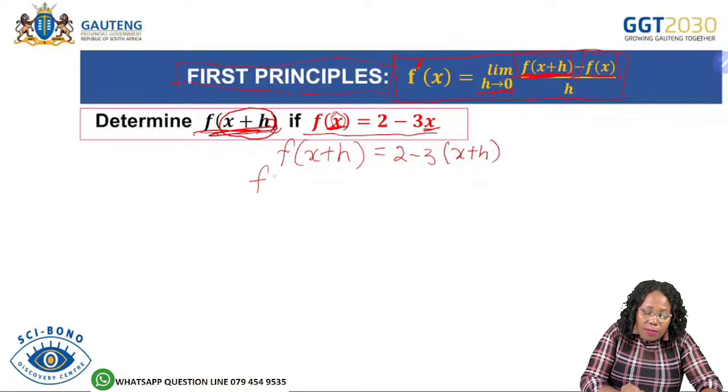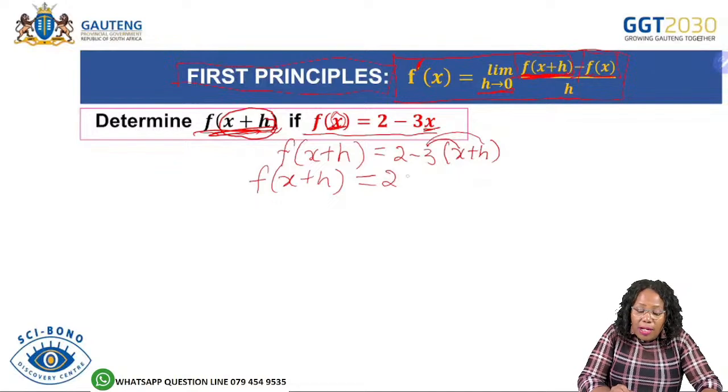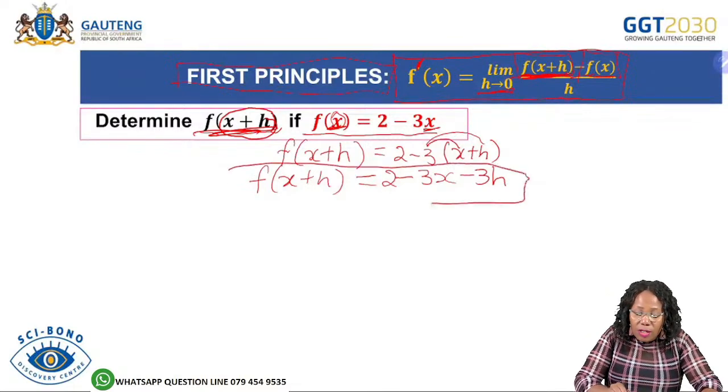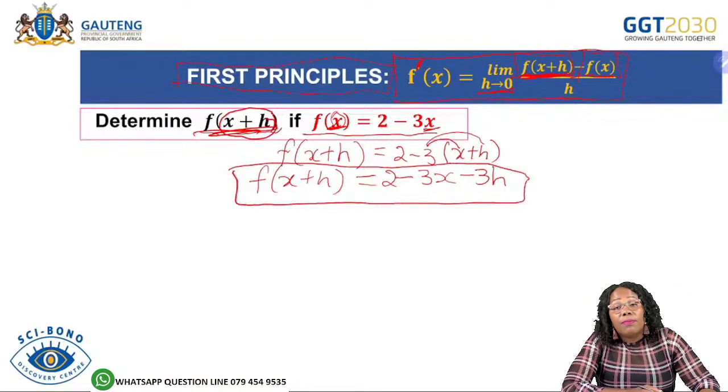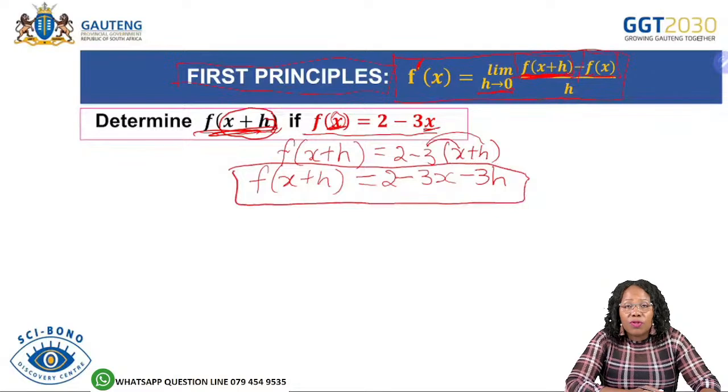So now let's simplify. Our f at x plus h will be equal to 2. We now remove the bracket by distributing the minus 3 into that particular bracket, and we end up with minus 3x and minus 3h. As you can see, grade 12, you can't do anything to that one. That is the simple f at x plus h. There are no like terms to add there, so you leave it like that.